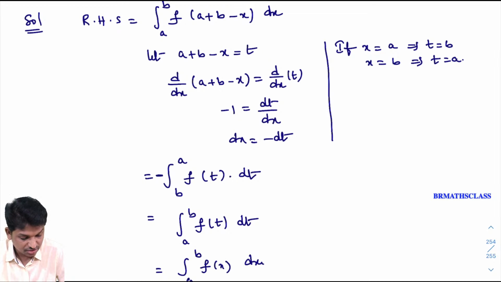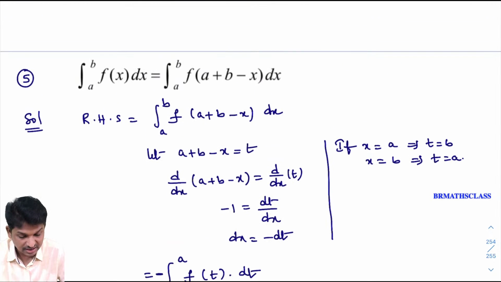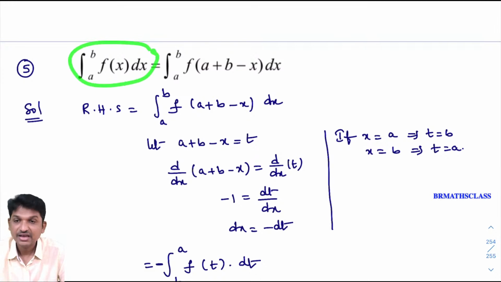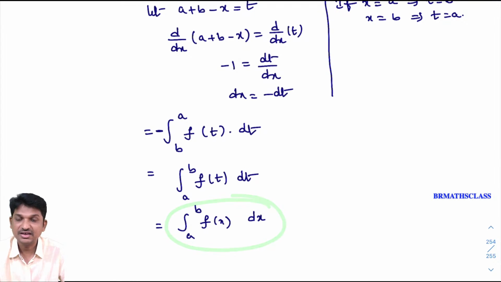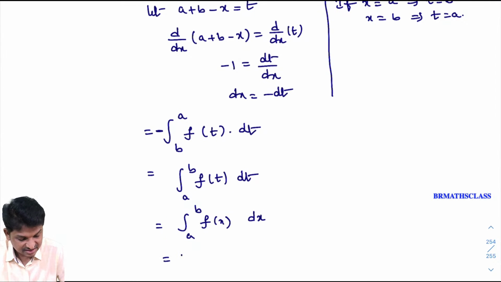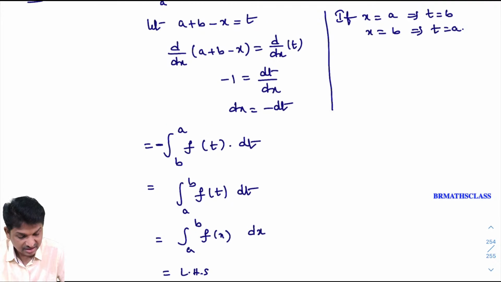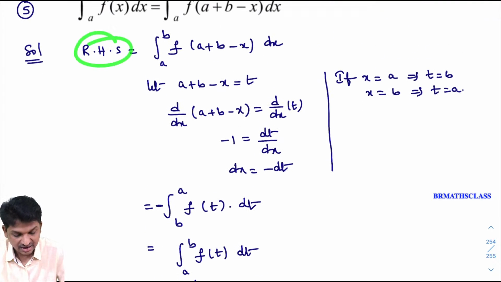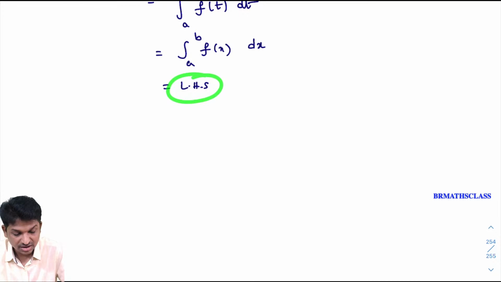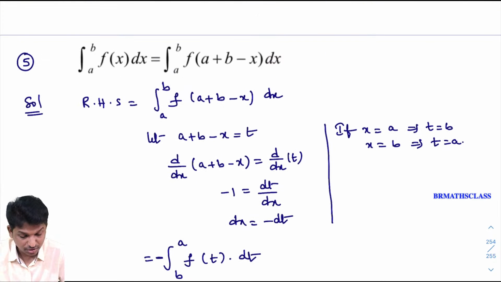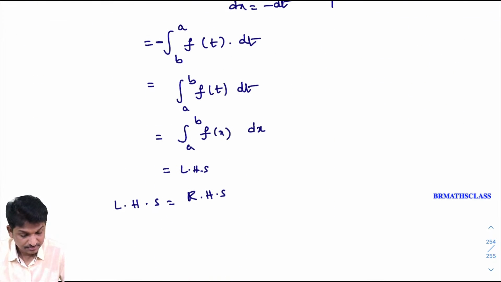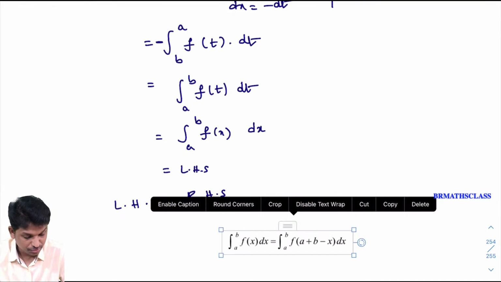You can observe that we got the LHS. What is the LHS in this? Integral of a to b f of x dx. Look here what I got: integral of a to b f of x dx. So this is the LHS. I started with the RHS and I got the LHS. So what can I conclude here? I can say that therefore LHS equals RHS. So here the point is, what we proved? We proved this one.